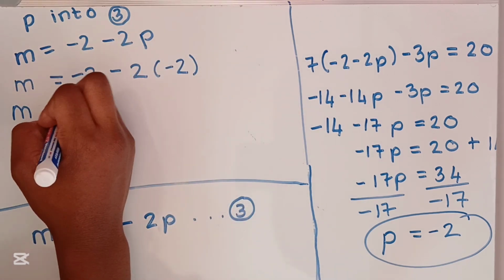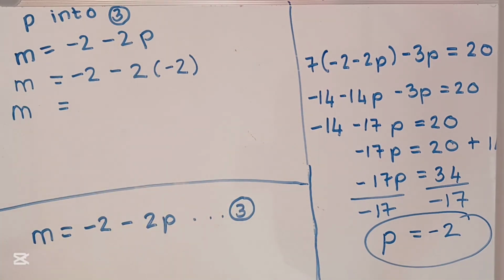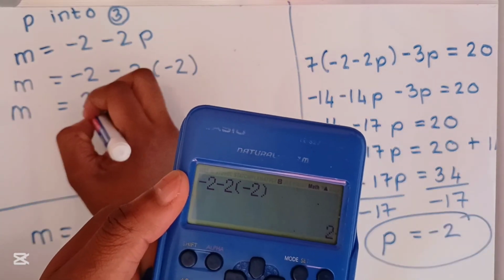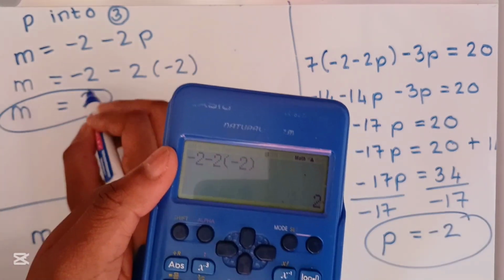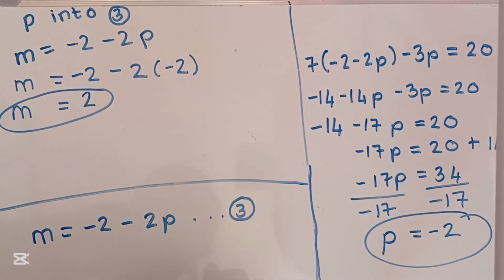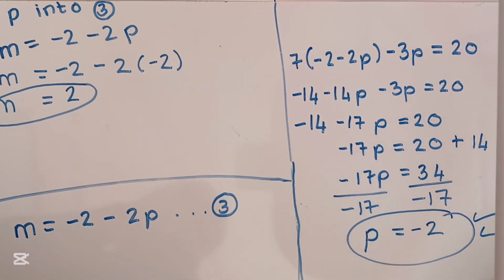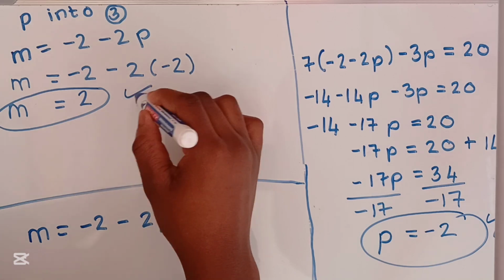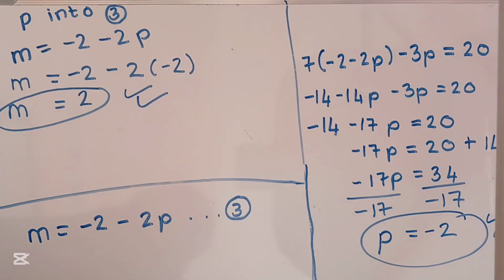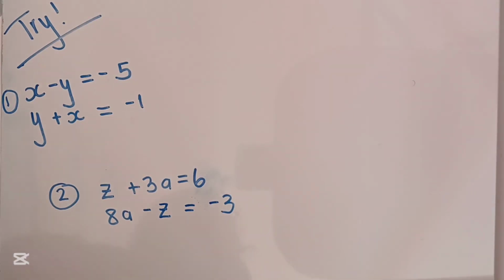So m equals to, you just solve this whole thing on your calculator. Negative 2 minus, open bracket, negative 2, will give you 2. So this is the value for m. So p is negative 2 and m is positive 2. Do try this too using both elimination and substitution method.